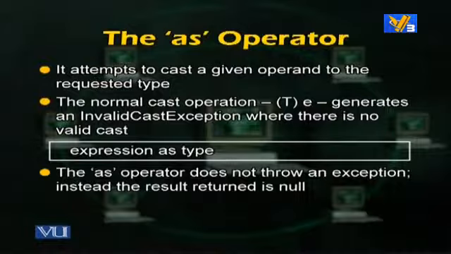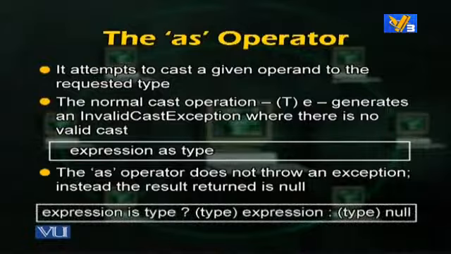So this is equivalent to writing expression is type question mark, if it belongs to this type, that is, it can be converted. Remember that, we say if it can be converted into that type, then the answer is true. If it cannot be converted into that type, the answer is false. So if the answer is true, then in that case we convert it into that particular type by using this type expression. Or if the answer is false, that is, it cannot be converted, then we return null. So expression as type is equivalent to this statement that I just showed you.